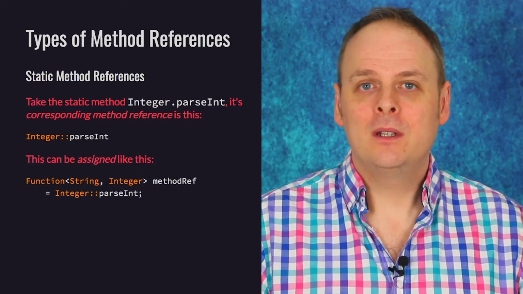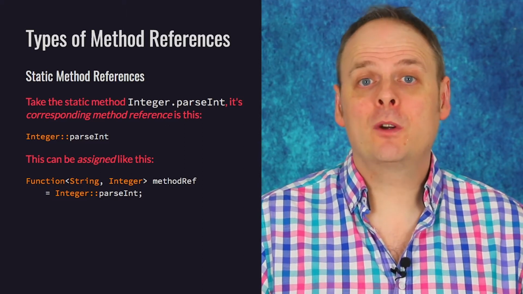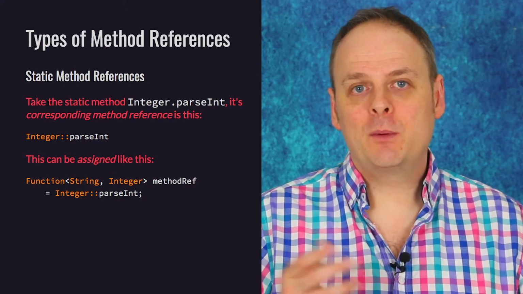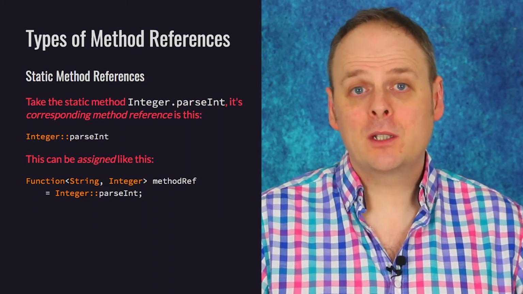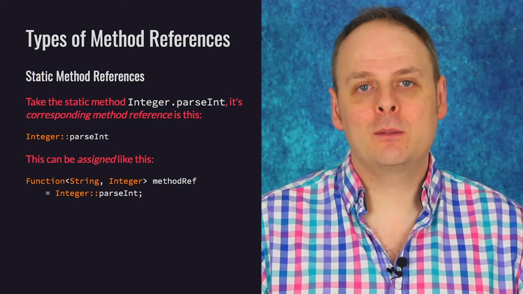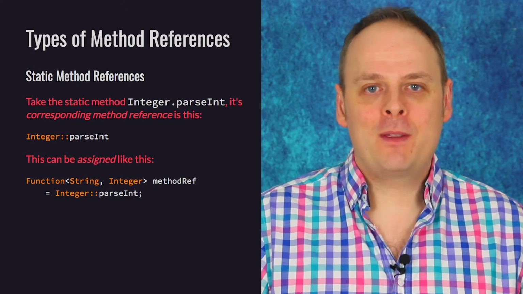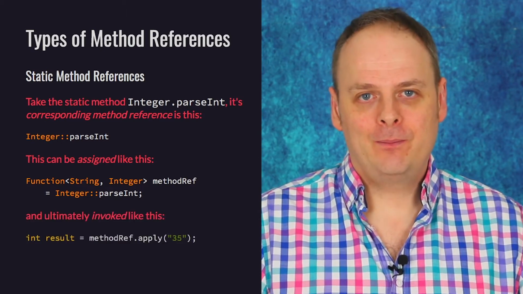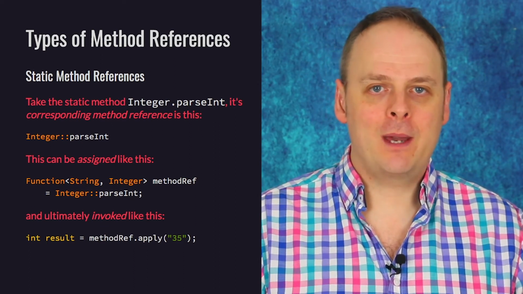Also, as a brief side point, notice that the parseInt method actually returns a primitive int type, but we're allowed to use the function which references the Integer wrapper type, since the result will be autoboxed for us from the primitive int into the Integer wrapper type reference. It's good to know that the autoboxing feature still plays nicely with all this functional stuff which has been added to the platform. Anyway, once we have the method reference, we can invoke it like this. Here we're passing in the string literal 35 and getting back the actual value as we'd expect. So those are static method references, which we use when we refer to a static method on a class and reuse it in a functional context.